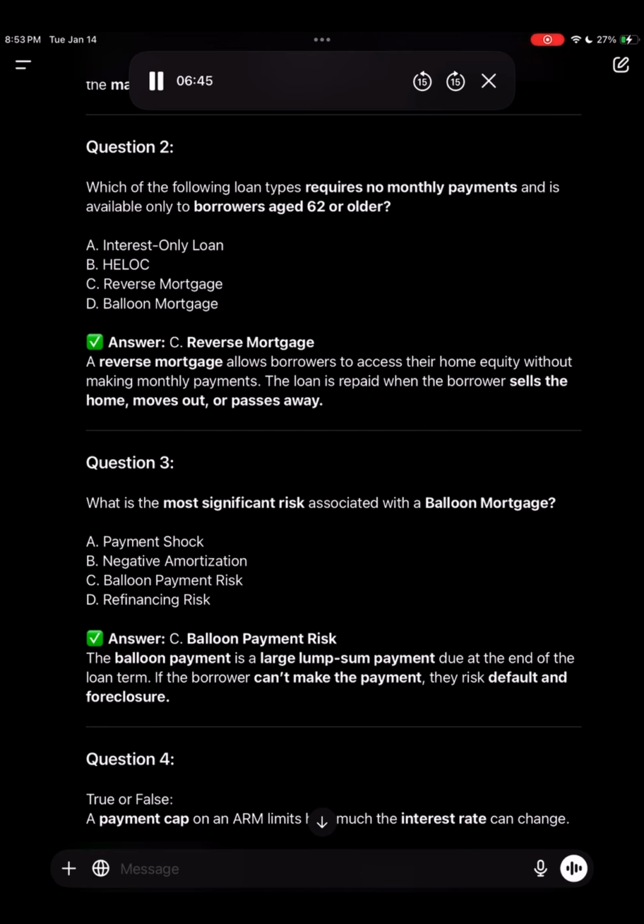Question 3. What is the most significant risk associated with a balloon mortgage? A. Payment shock. B. Negative amortization. C. Balloon payment risk. D. Refinancing risk. Answer. Balloon payment risk. The balloon payment is a large lump sum payment due at the end of the loan term. If the borrower can't make the payment, they risk default and foreclosure.